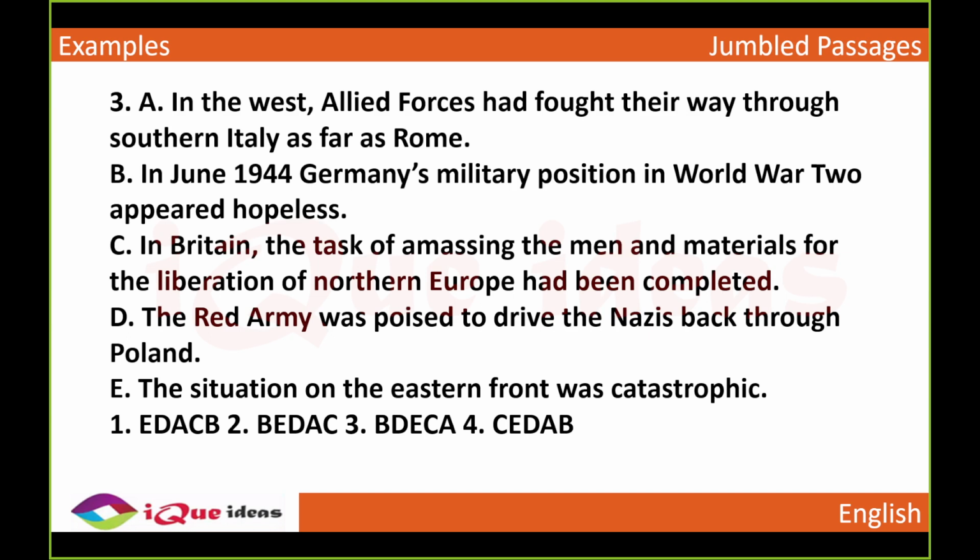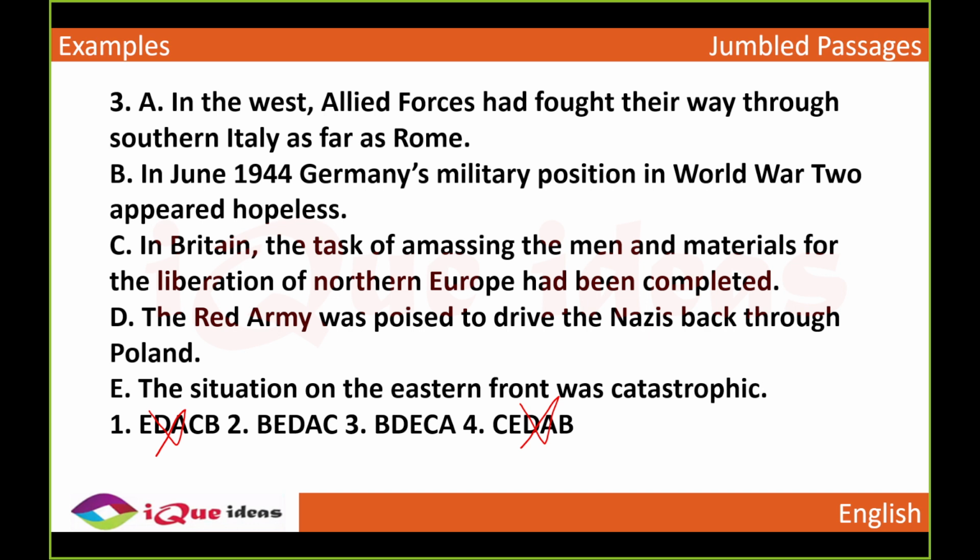C. In Britain, the task of amassing men and material for liberation of North Europe had been completed. Again, specific incident. D. Red Army was poised to drive Nazis back to Poland. Specific incident. E. Situation on the Eastern Front was catastrophic. Specific incident. So A, C, D, and E are all specific incidents, whereas B introduces the concept of time and the overall situation, that is World War II. So the starter could be B, which means I would eliminate option 1, I would eliminate option 4.